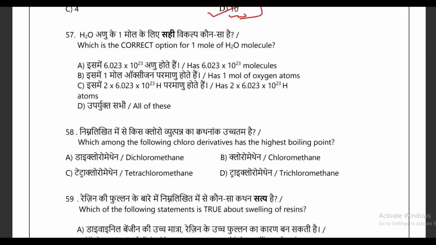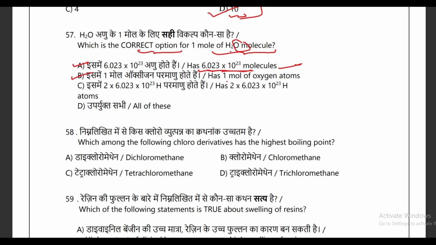In the next question, which is the correct option for 1 mole of water molecule? If you talk about 1 mole of water molecule, obviously it will contain 6.023 x 10^23, which is Avogadro number, of molecules. Also, you know that one mole of water molecule has 1 mole of oxygen atom. So A option is also correct, B option is also correct.